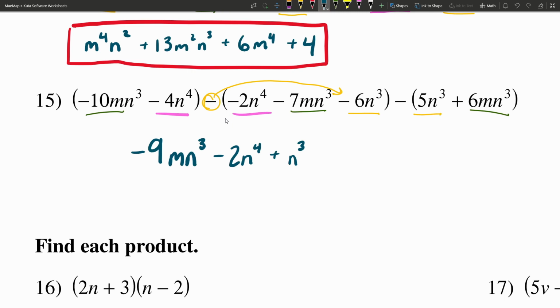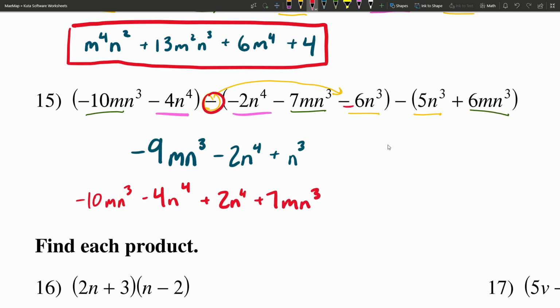throughout. If you need to, you could also start by rewriting this problem at the very start, getting rid of all the parentheses by distributing that negative through. So if I wanted to, I could have written negative 10mn cubed minus 4n to the 4th minus negative, so plus 2n to the 4th, again, minus a negative, so plus 7mn cubed, and again, minus a negative, so plus 6n cubed, and then we have minus 5n cubed minus that positive, so minus 6mn cubed.